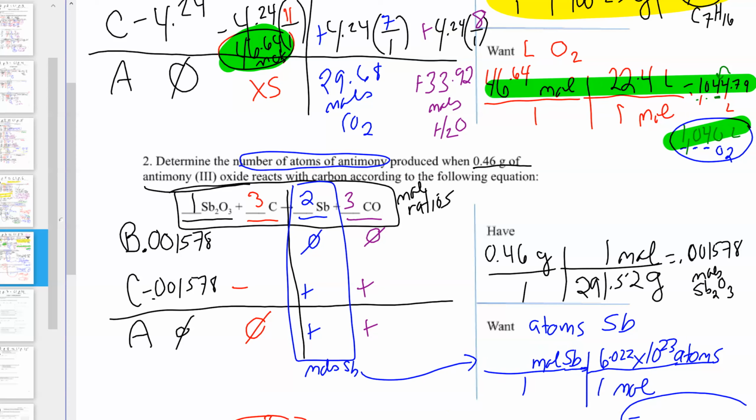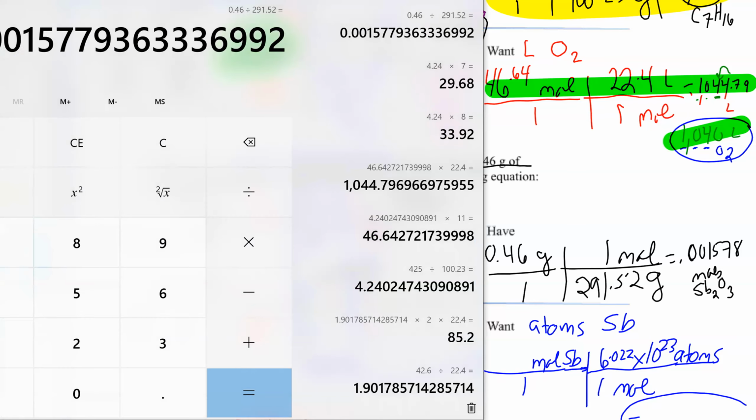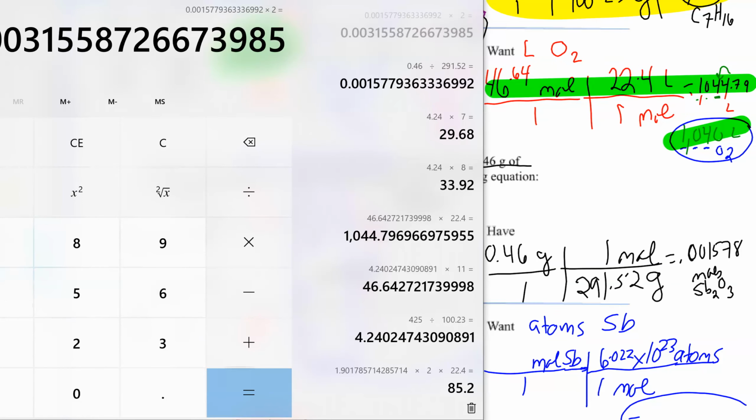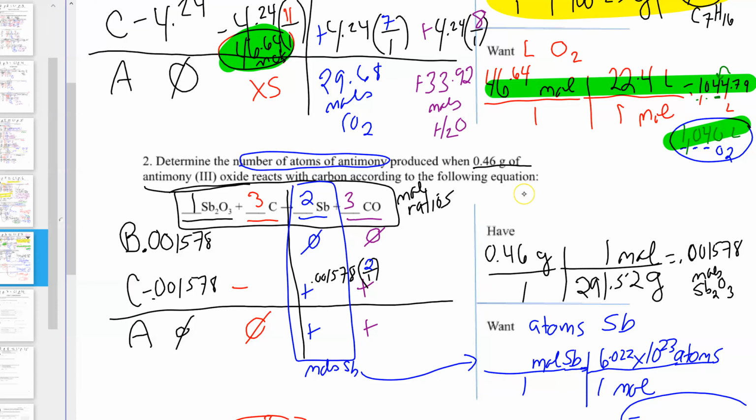Okay, so we're going to be creating 0.001578 times the mole ratio, which is 2/1. How do I know that? Look up to your equation, 2 antimony for every 1 antimony 3 oxide. So 0.001578 times 2, 0.003156. Okay, so I'm going to take the number 0.003156, and I'm going to multiply it by Avogadro's number.